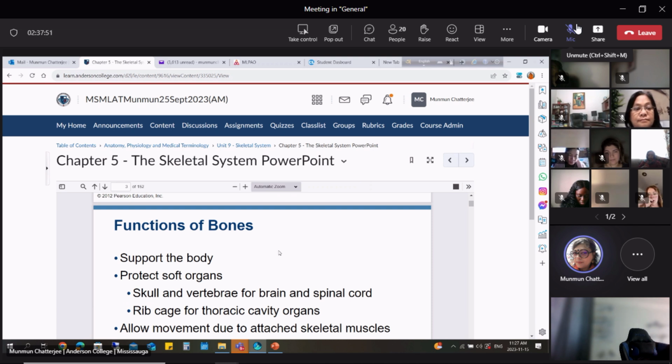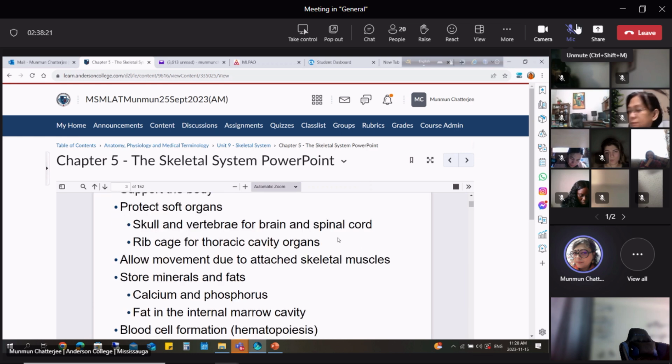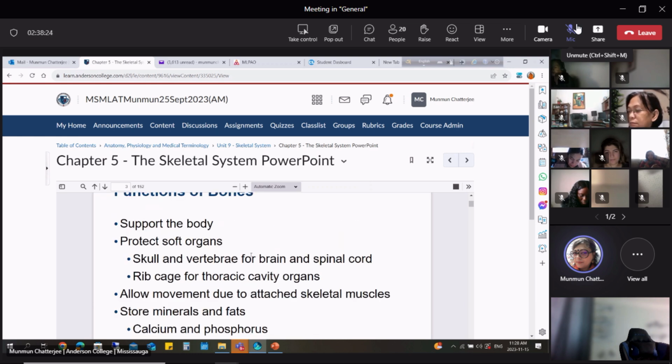What are the functions of the bone? We all know mainly it supports the body, protects the soft organs like the rib cage, which protects your heart, your lungs, part of your digestive system. Same thing with the spine: it gives you the firm structure and protects your backside. Your hip bone protects your lower abdominal area. So these are examples: they support the body, protect soft organs.